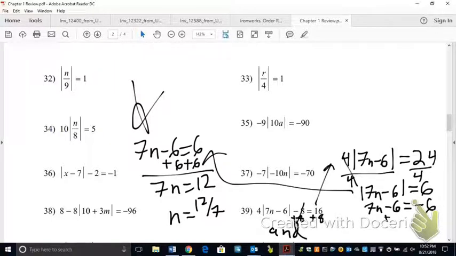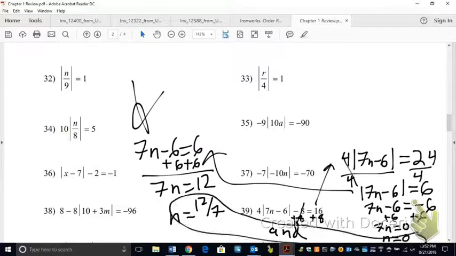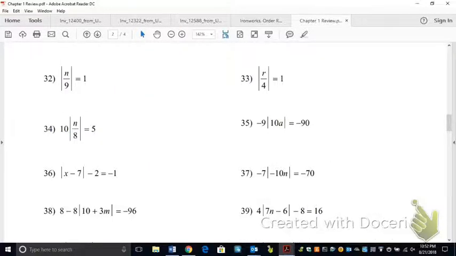When I do it over on the right-hand side, I add 6 to both sides, and I get 7n equals 0. Divide both sides by 7, and I get n equals 0. So now I have n equals 12 sevenths and n equals 0. And those seem like weird numbers, so I actually want to go back and check. How I'm going to check is I'm going to take that 12 sevenths and plug it in right there for that n.